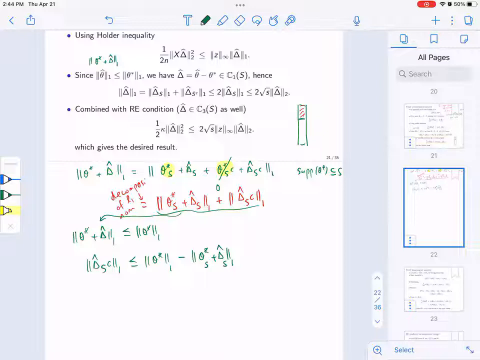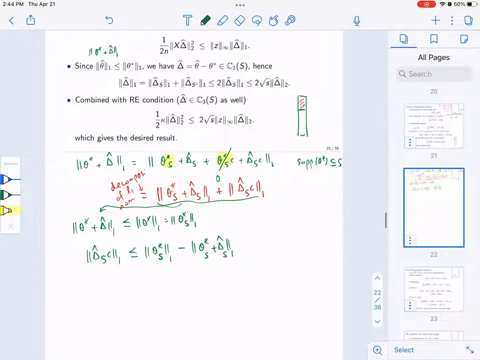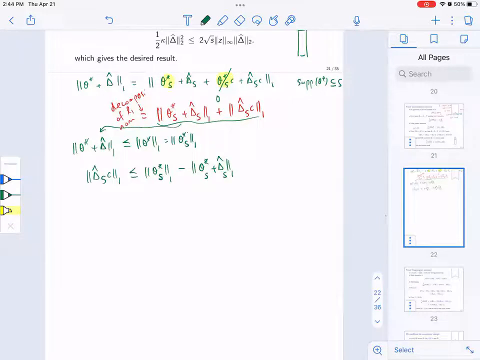And then this I can write as S here because this is just equal to theta star S. There is no S complement. Then I'm going to use the triangle inequality. By triangle inequality, this is going to be bounded by delta hat S1.